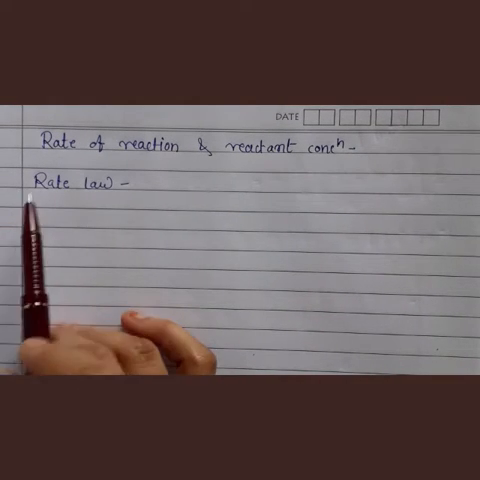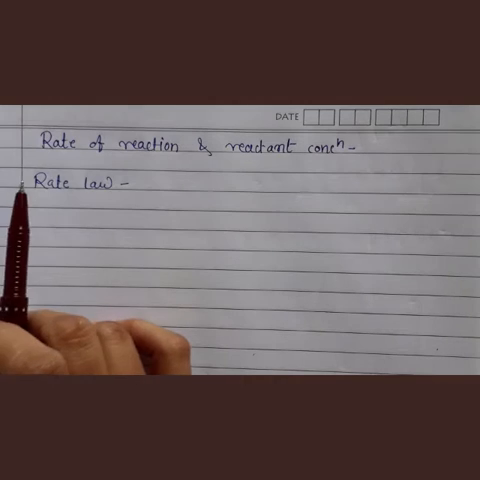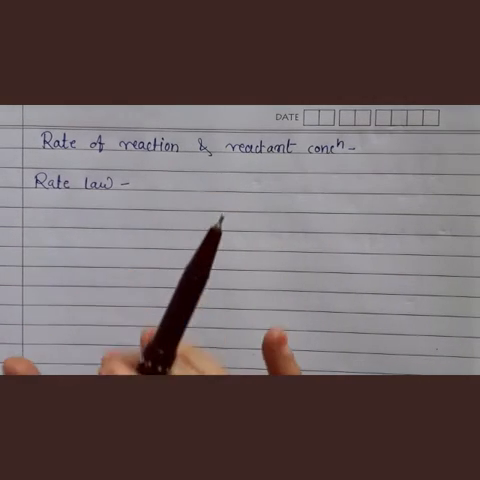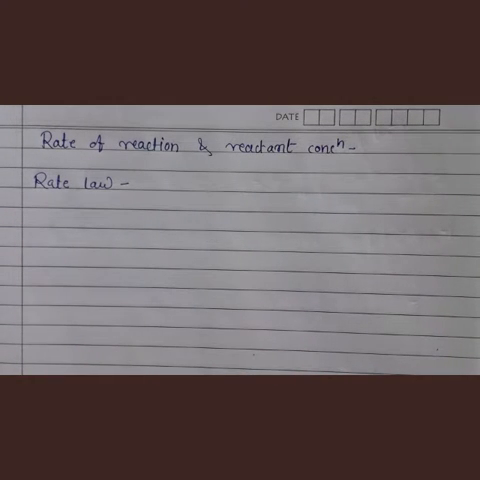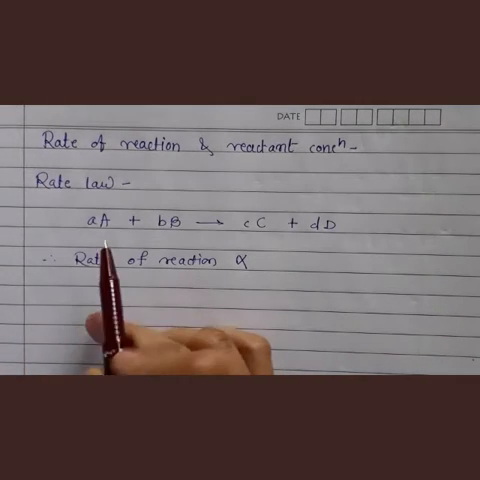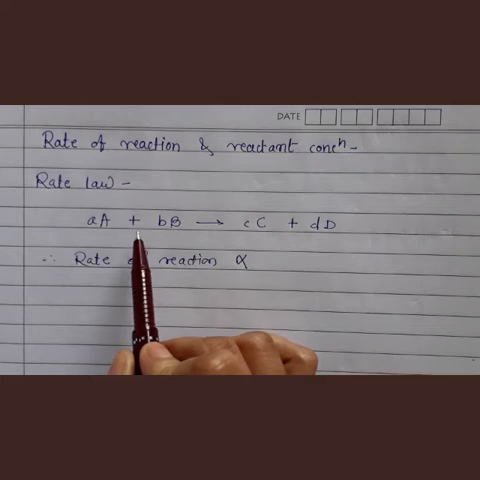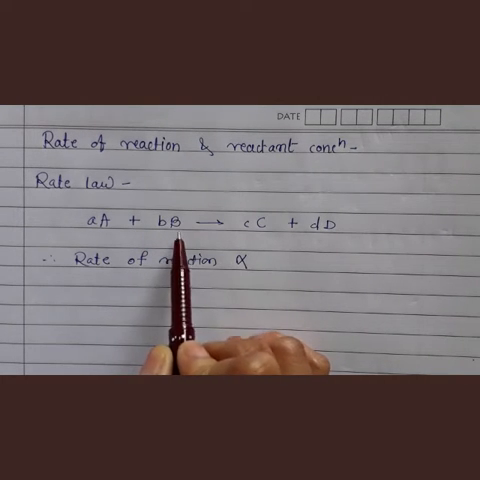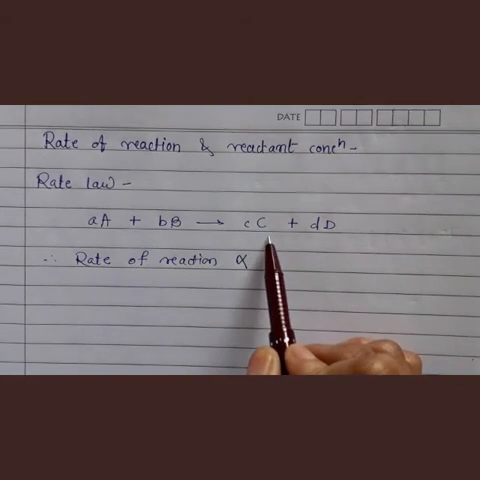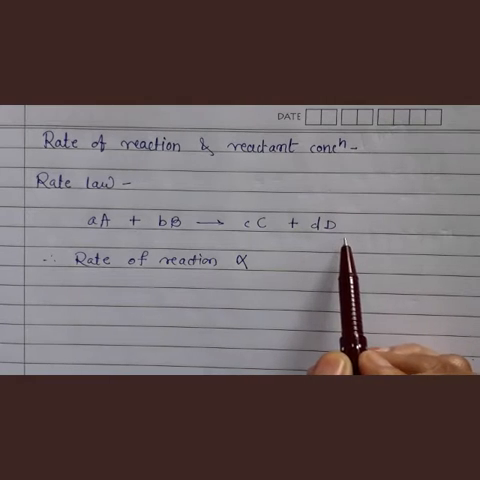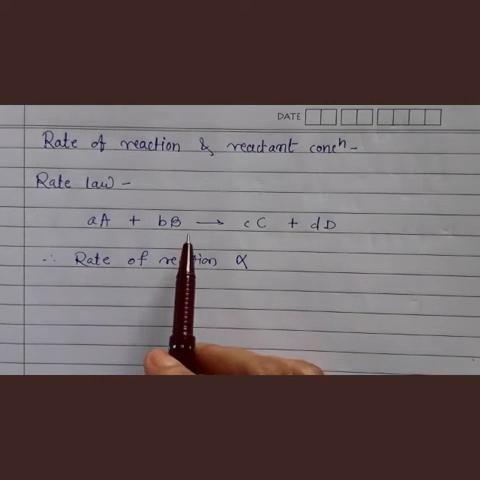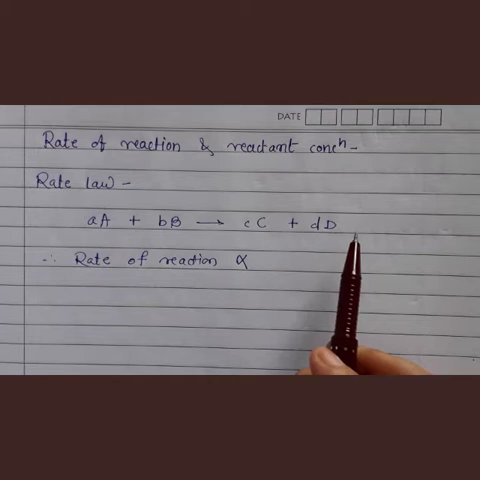So we can say rate law is the relationship between rate of reaction and concentration of reactant. Let us see one example. See the reaction, a moles of A reacts with b moles of B, which gives c moles of C plus d moles of D. Understand? So A and B are reactants and C and D are products.